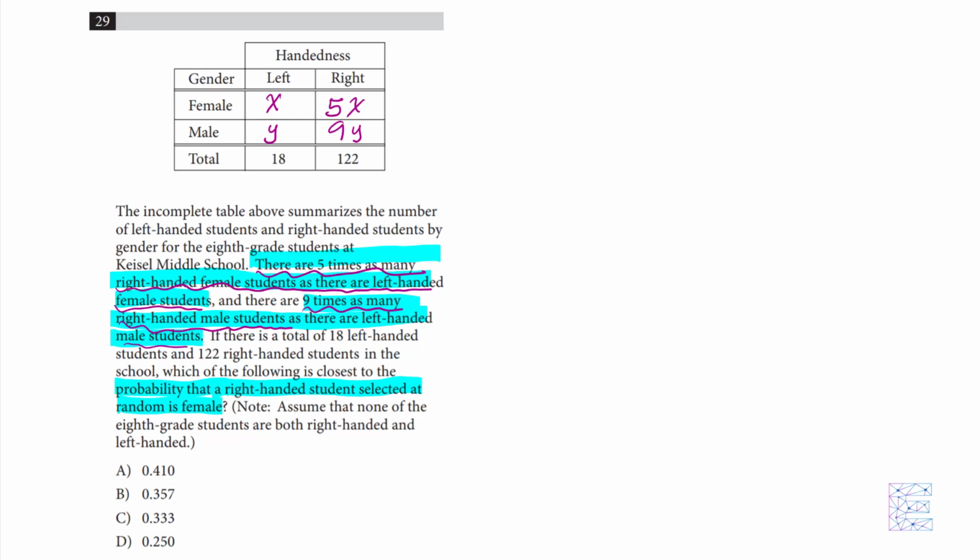Now, to be able to answer this question, we need actual numbers for x and y. Let's go ahead and figure this out. If you remember how to work out frequency tables, we know that the sum of these columns, if you add the x and y, should equal 18. When you add the 5x and the 9y, it should equal 122. So that's the knowledge we're going to use to create a system of equations. The first equation is x plus y equals 18. The second equation is 5x plus 9y equals 122.